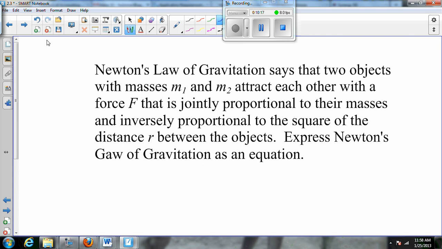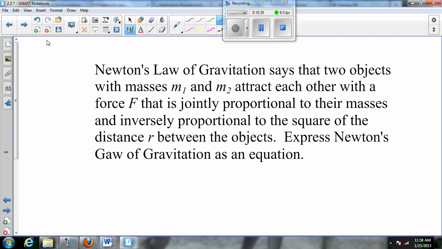An example using joint variation is Newton's law of gravitation, which says that two objects with masses m1 and m2 attract each other with the force F that is jointly proportional to their masses and inversely proportional to the square of their distance r between the objects.